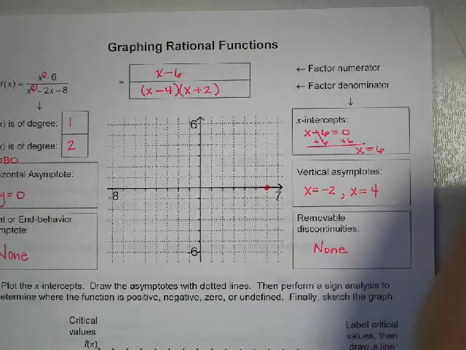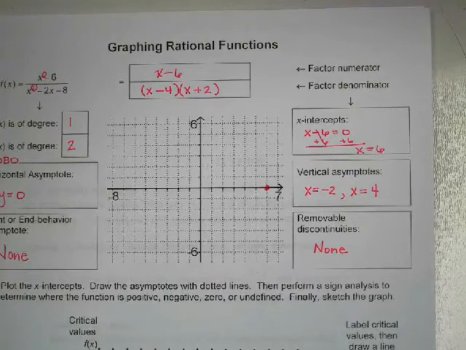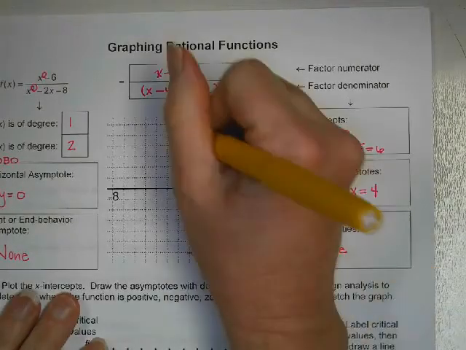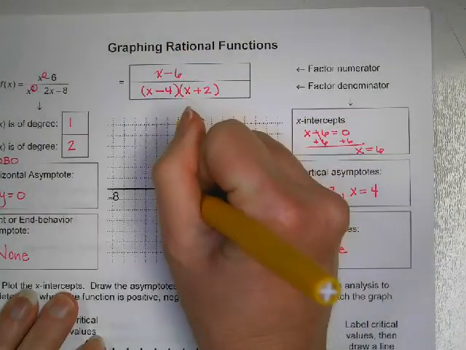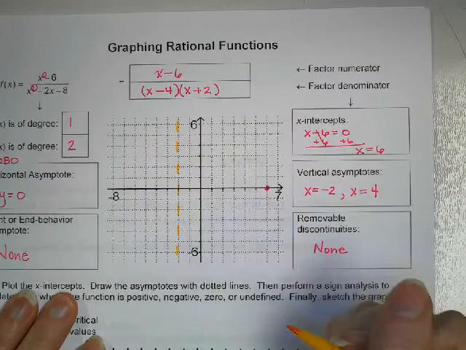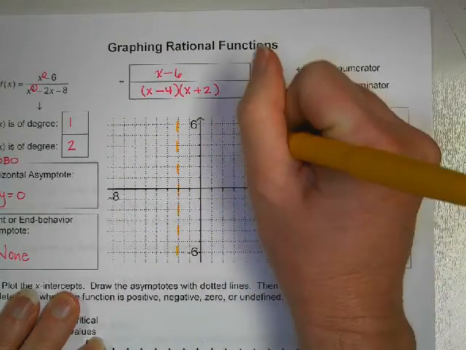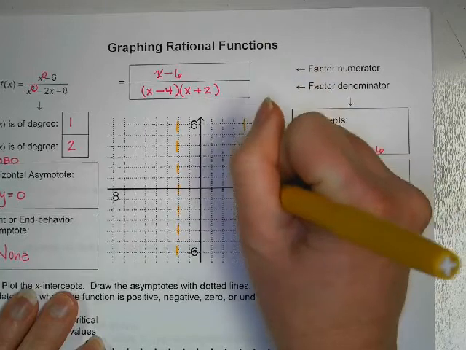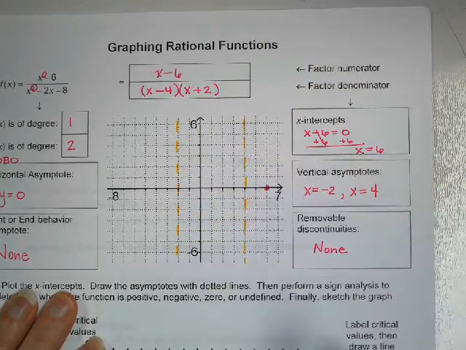So let's go ahead and draw in our asymptotes. So if you'll sketch those in, because the point here is to graph this, so we need to know exactly where our asymptotes are. So I've got an asymptote at -2, and I have another one at 4.